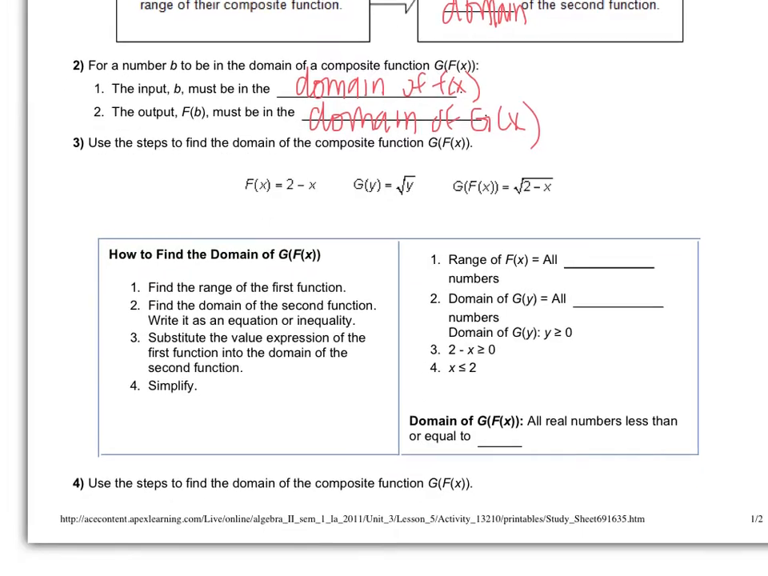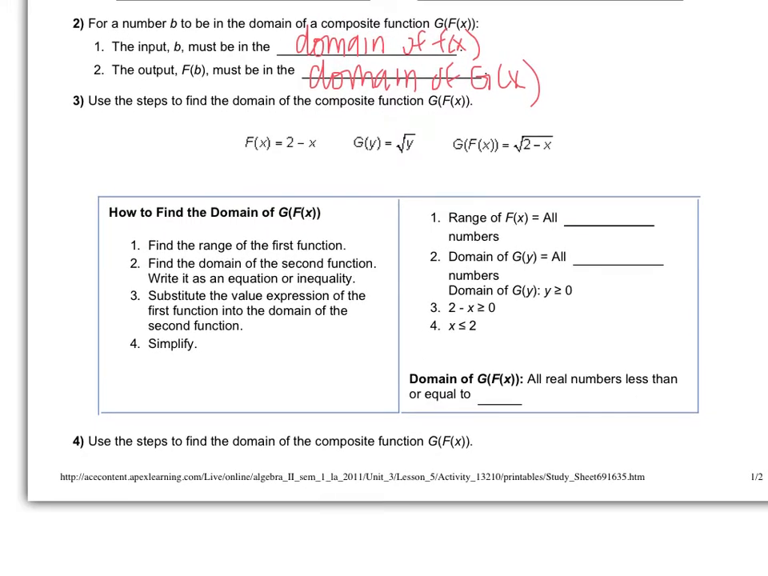So putting this all together, we have this problem here. f of x equals 2 minus x, g of y equals the square root of y, and g of f of x equals the square root of 2 minus x. Truly, when I'm finding the domain, the only thing I have to worry about is my composite function, the square root of 2 minus x.